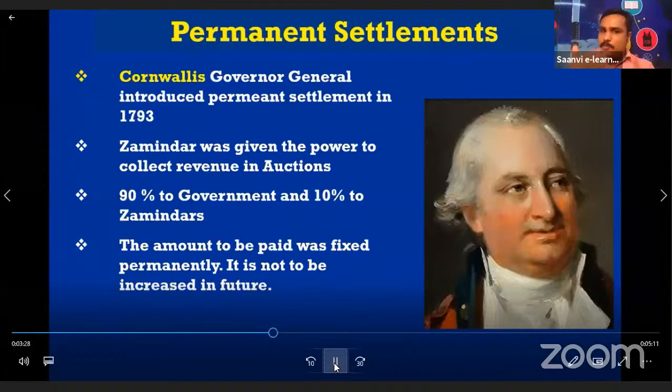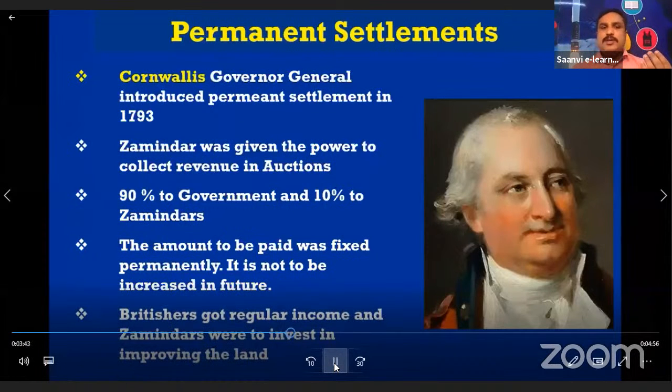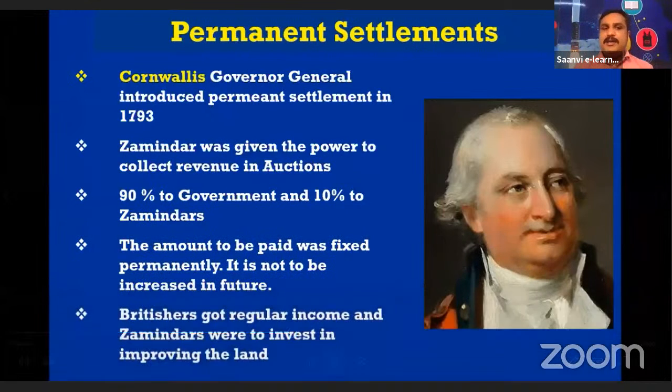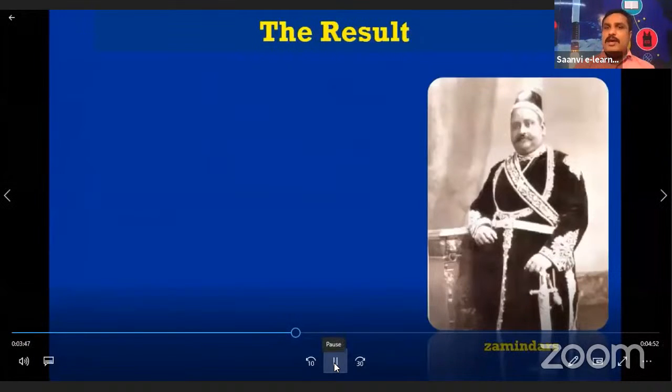Okay, so what problems we face, we have already discussed. After fixing this amount, actually 10% they can collect. Even though some Zemindars try to cheat the government, already we have discussed in the last session. What happens? They are not paying the actual amount to the Britishers. So Britishers got regular income and Zemindars were to invest in improving the land. So here, finally, what happens, and one more term you have here, what is that?